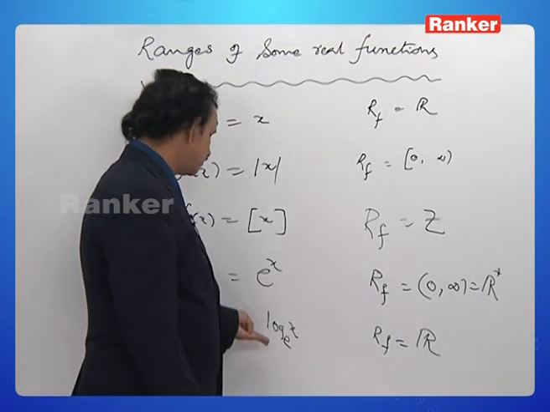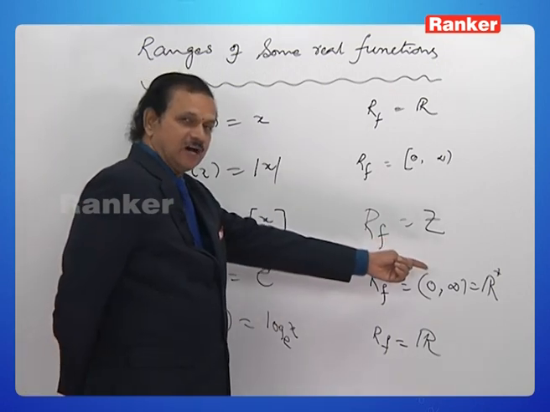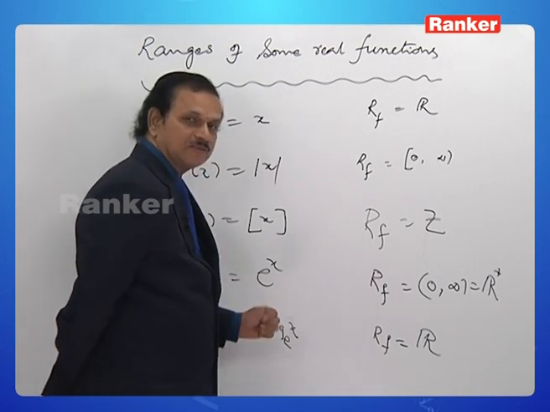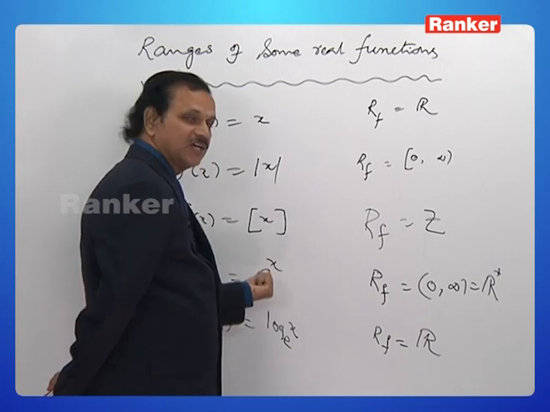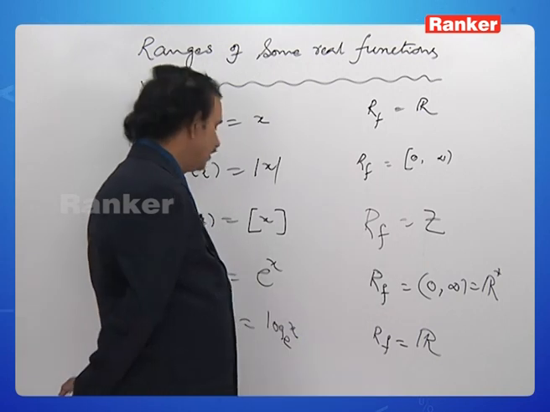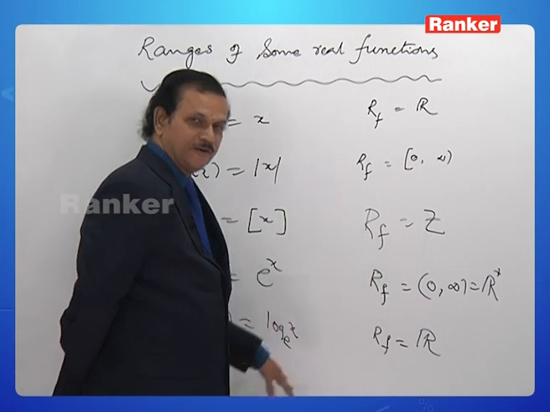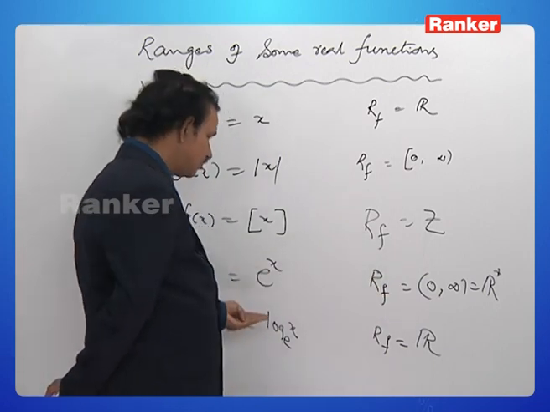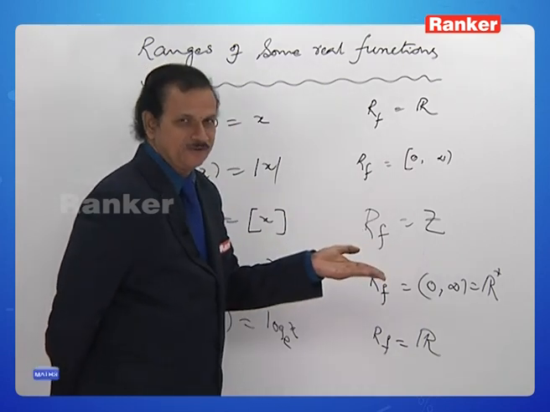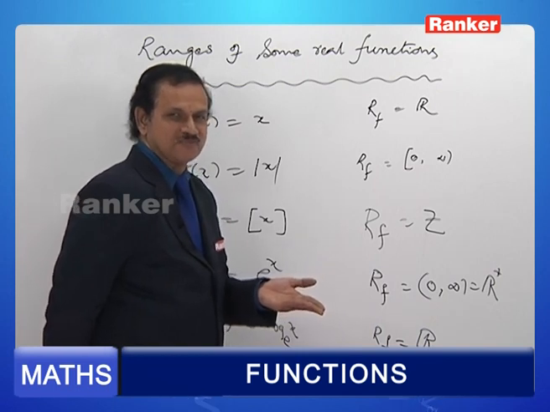You observe these two things. Range of e power x is R plus. Domain of log x is R plus. Domain of e power x is R. Range of log x is R. So, the domain of this is the range of this. Range of e power x is the domain of log x. So, these two are functions of the form f from A to B and g from B to A. This is a special case, of special interest for us to observe.